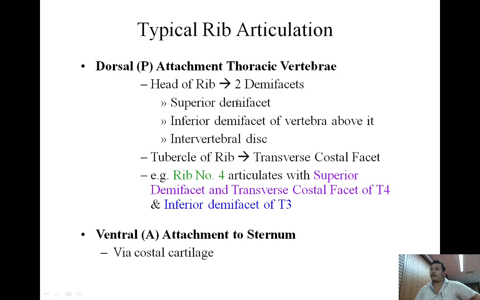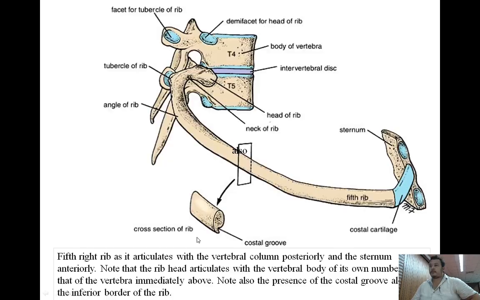So, typical rib articulation: superior demifacet and inferior demifacet. Then there is a tubercle. We already talked about this. So this is the attachment. Like I told you, if this is the fifth rib and you take a cross section, then this is the appearance. You have a costal groove on the inferior side, and the upper border is smooth, the lower border is sharp. Anteriorly, you have the costal cartilage through which it is attached to the sternum. Then posteriorly, this is the tubercle of the rib, which articulates with the tip of the transverse process.